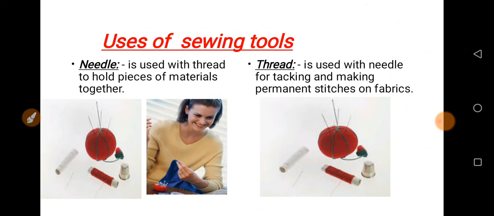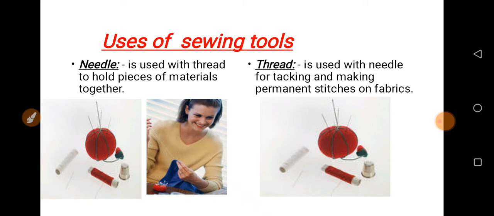Needle is used with thread to hold pieces of materials together. As you can see, she's using thread. And there's no way she can make use of a needle without using thread. Thread is used with needle for tacking and making permanent stitches on fabrics. We are still going to talk about different types of stitches.